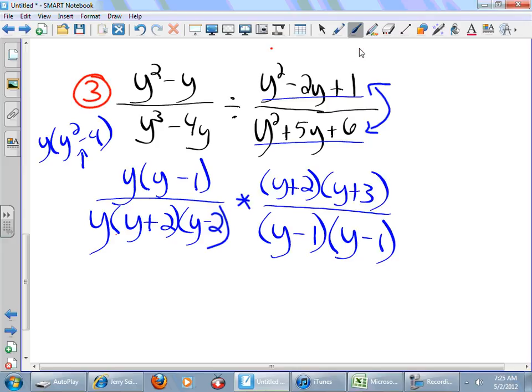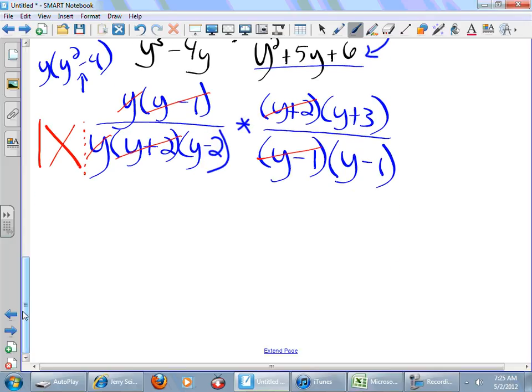All right, I've got a y plus 2 and a y plus 2. I've got a y minus 1 and a y minus 1. I've got a y and a y. Notice in this problem I simplified this way, and that way. I looked here, this direction, but there's nothing that'll simplify vertically in the second fraction.